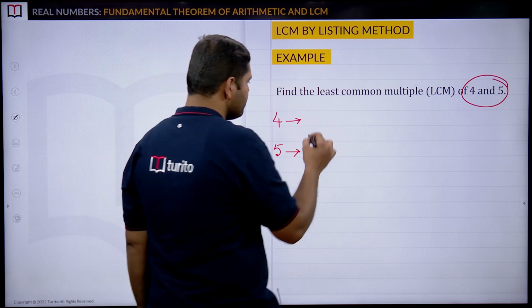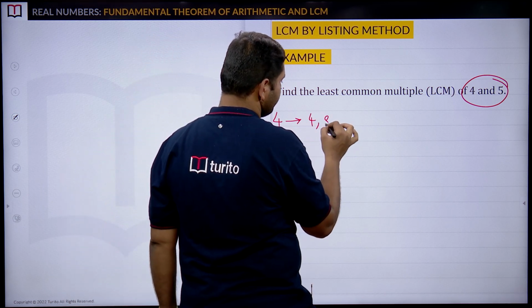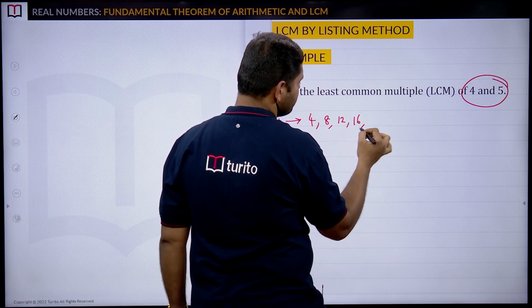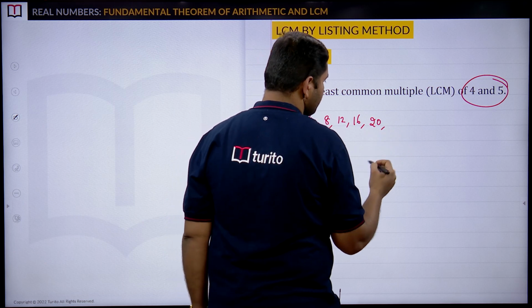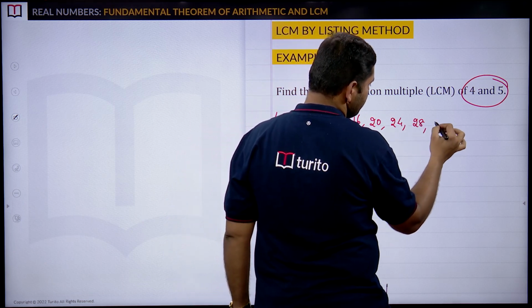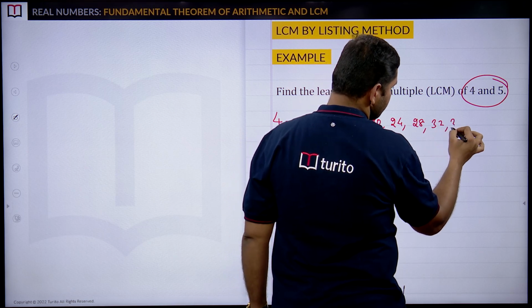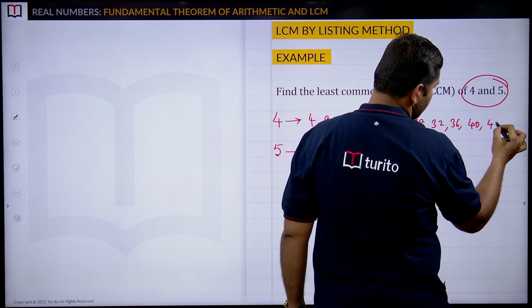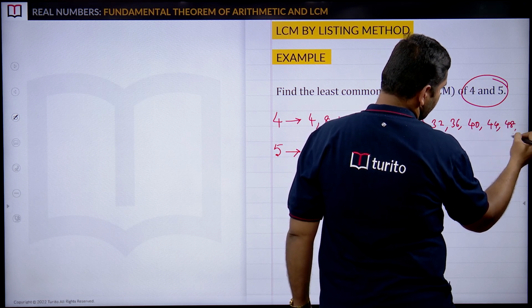Yes, so we can say 4 is a multiple, and 8 is a multiple, and 12 is a multiple. Next one, 16 is a multiple, 20 is a multiple. Next one, 24 is a multiple, 28 is a multiple, 32 is a multiple, 36 is a multiple, 40 is a multiple, 44 is a multiple, 48 is a multiple.